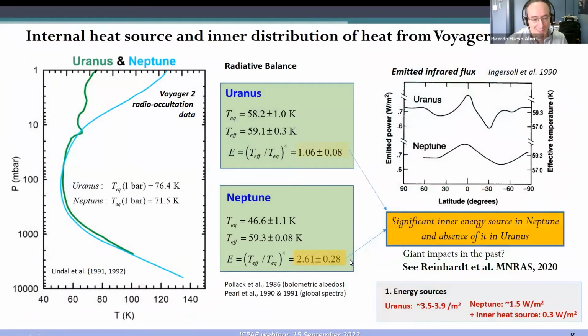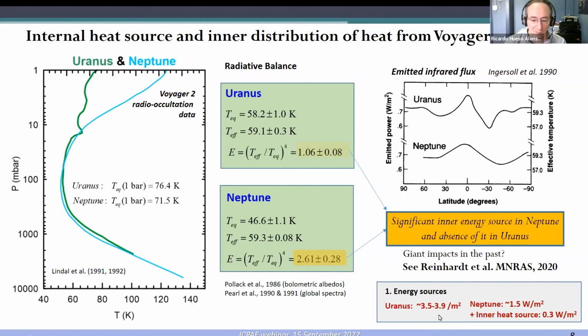If we want to study the behavior of these atmospheres, we need to have information about the temperatures. These are thermal profiles obtained by experiments of radio occultations in which you can measure the density of the atmosphere, and from that density measure the temperature. For Uranus in green and Neptune in blue. These are kind of unique data that was obtained by Voyager 2. You see that although Neptune is much farther away from the Sun, the thermal profiles are very similar, and that is because Neptune has an internal heat source.